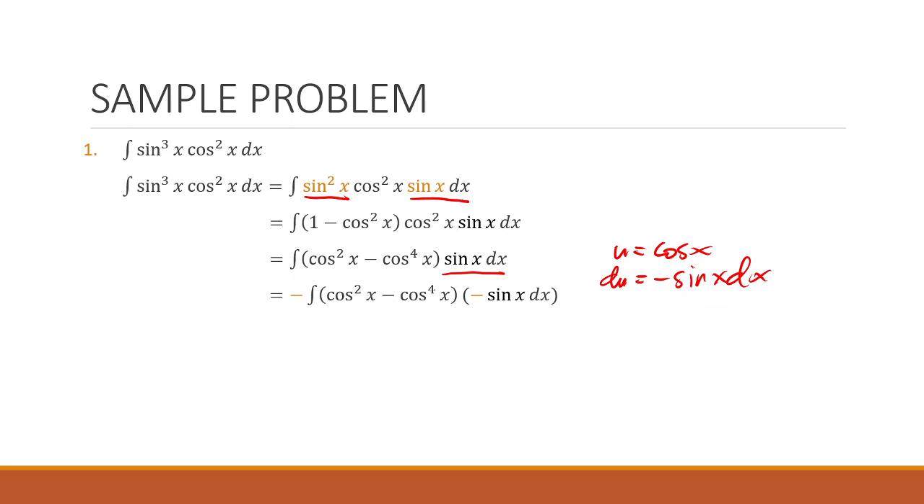And this is now integrable using the power rule. So it becomes u raised to 3 over 3, where u is cosine x, for the first term. Then u raised to 5 over 5 for the second term. Again, u is cosine x. So this is now the final answer. Or you can distribute the negative 1.